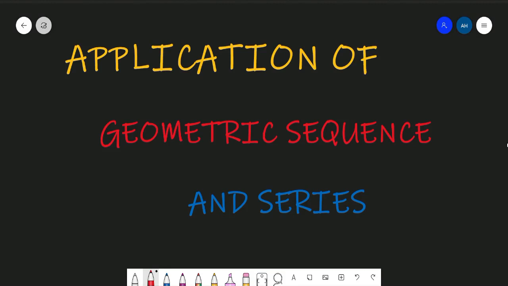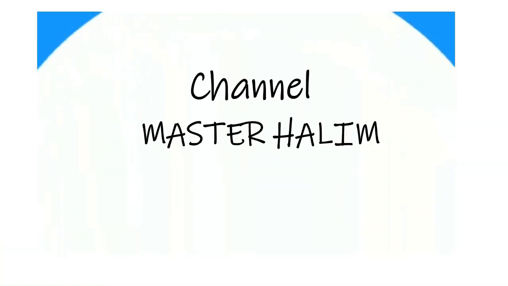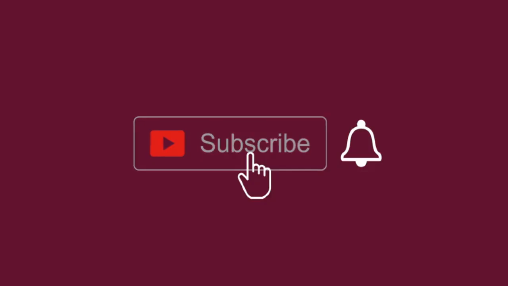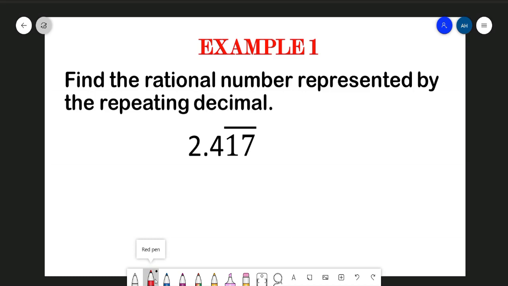In this video, we are going to demonstrate some of the applications of geometric sequence and series. This is our example number 1: to find the rational number represented by the repeating decimal 2.4 with a bar above 17. Now this number is in the form of a decimal, and we would like to convert it into a fraction, if it is a rational number.